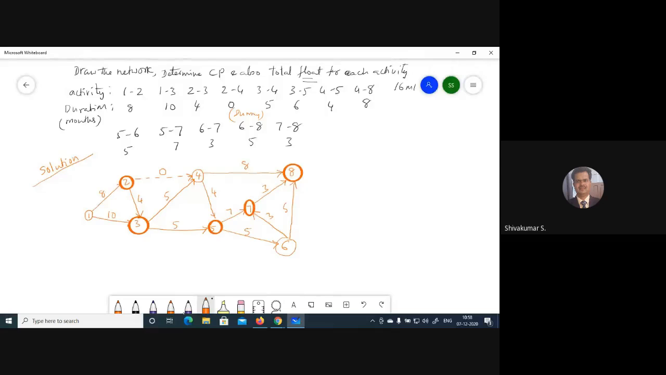Please note, I have seen in the previous year that students write the connecting arrows like this. It is not allowed. Arrow marks should be straight only. This type of curved arrow is not allowed in the network. For example, say you are going to draw 5 to 7 here, and I'll show you what mistake you may make.